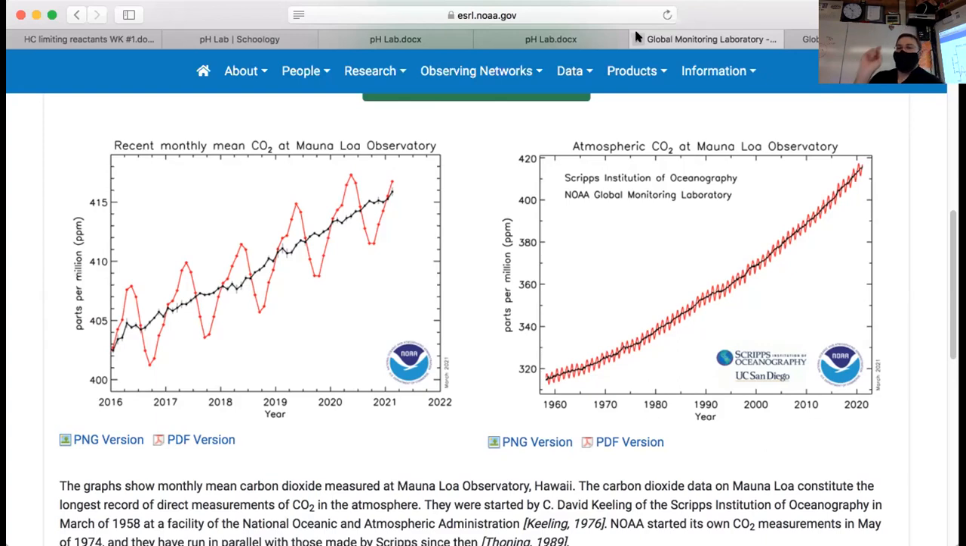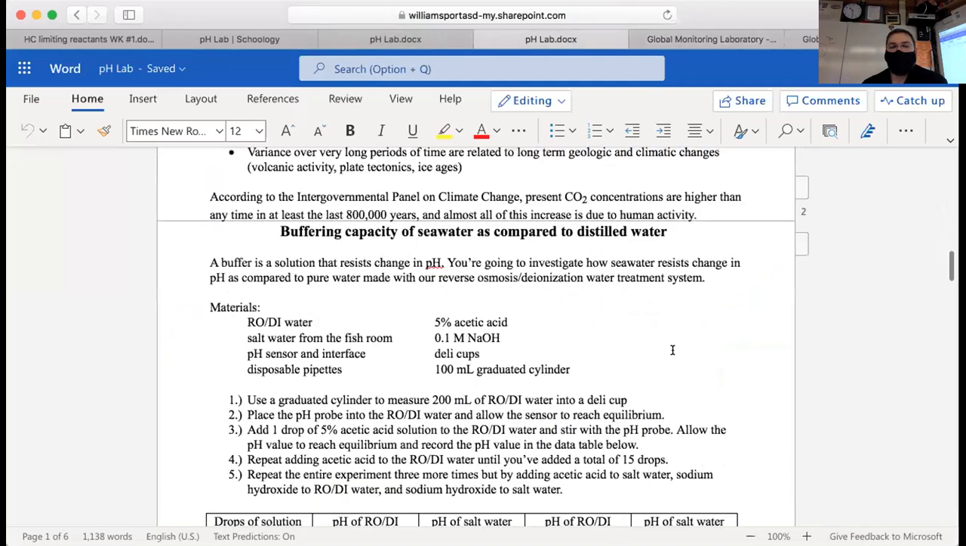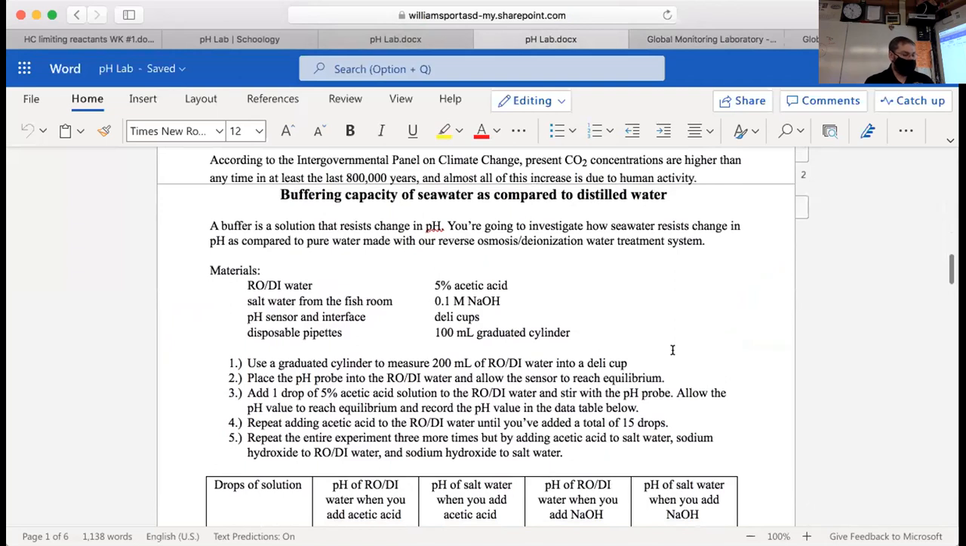So the deal is that carbon dioxide levels can fluctuate in the ocean, and what we want to measure is how the change happens in saltwater and freshwater. On the site, you can look right down the month at what the concentration is, and there's also an animation. Bit.ly/pump handle shows the change in carbon dioxide concentration.